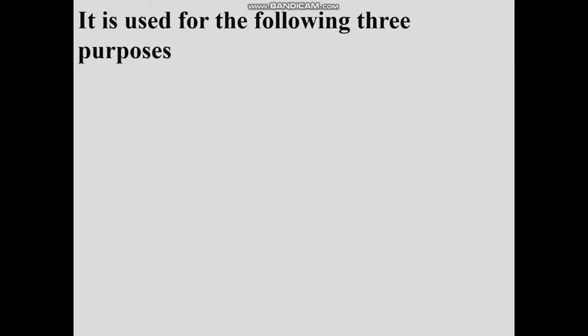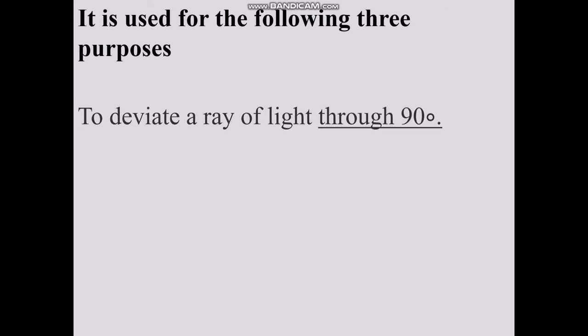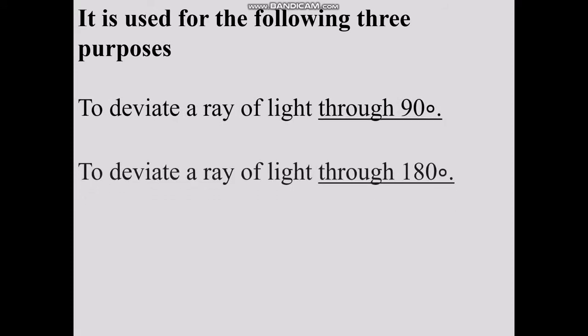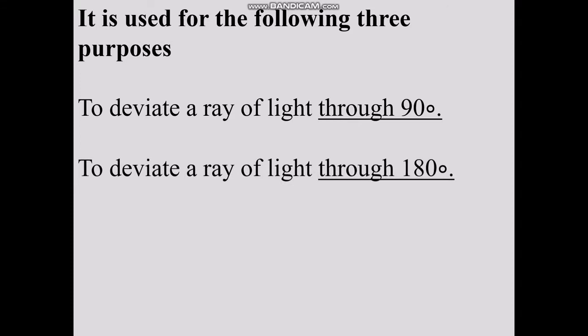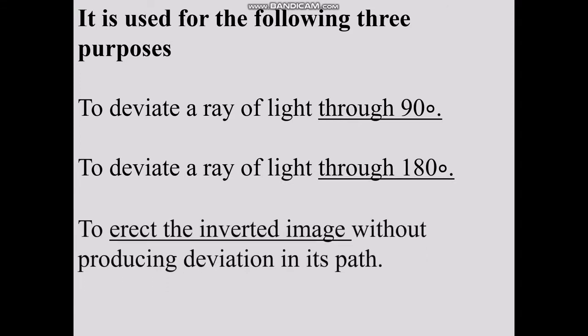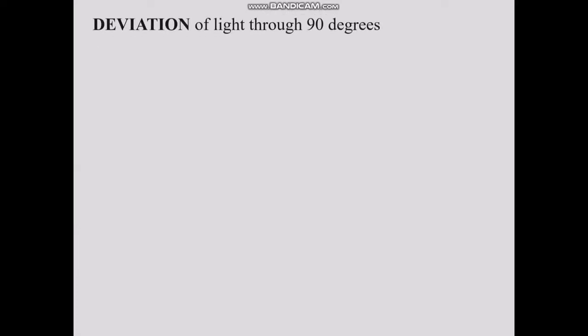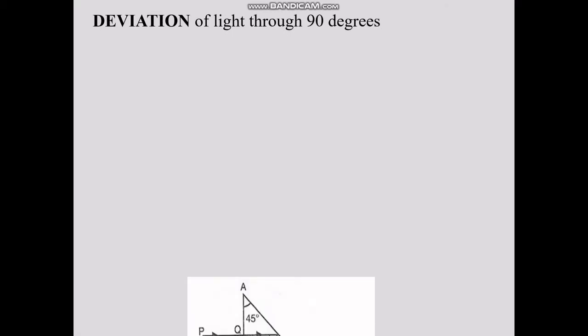What are these prisms used for? It is used for the following three purposes. First, to deviate a ray of light through 90 degrees. Second, to deviate a ray of light through 180 degrees. Third, to erect the inverted image without producing deviation in its path. Now let's see how a prism can deviate a light through 90 degrees.